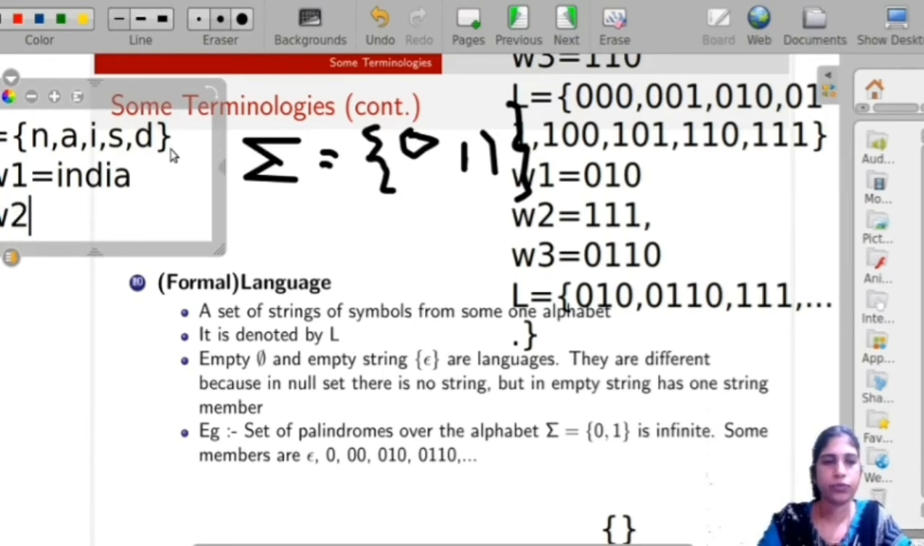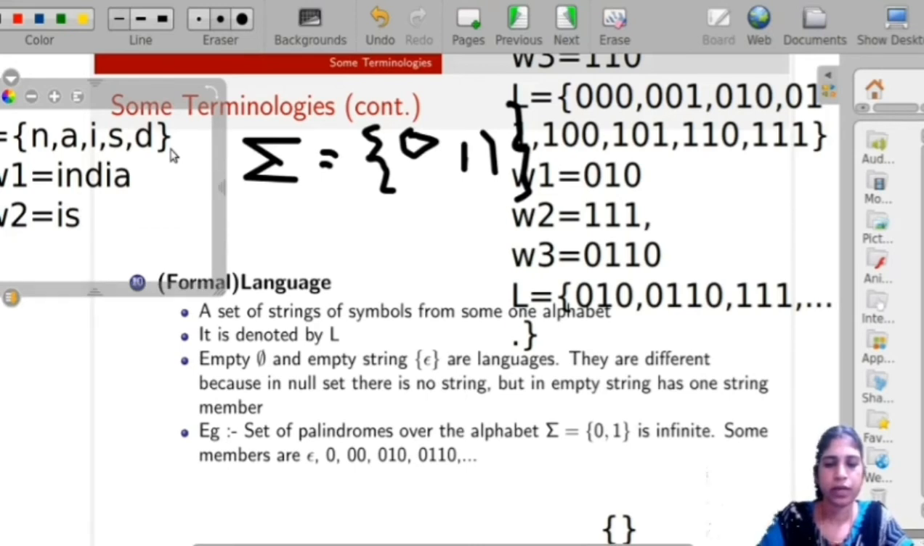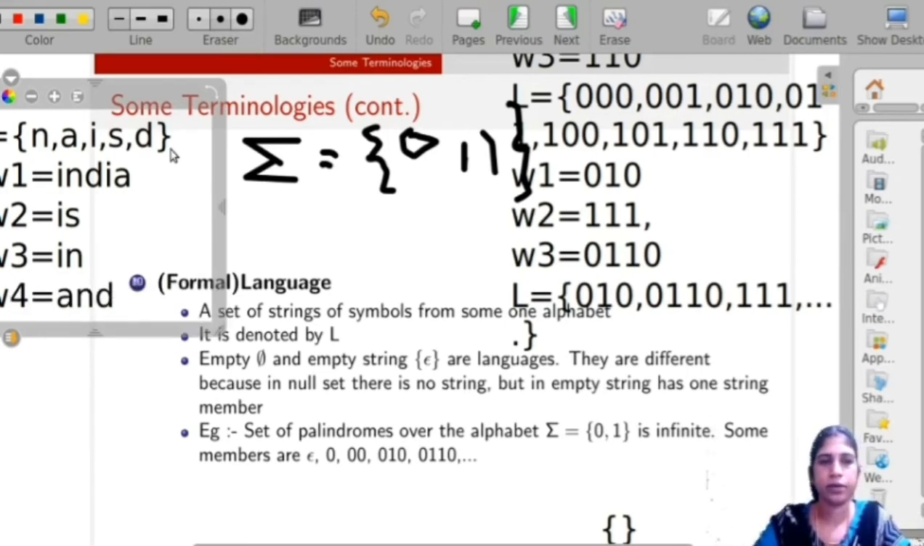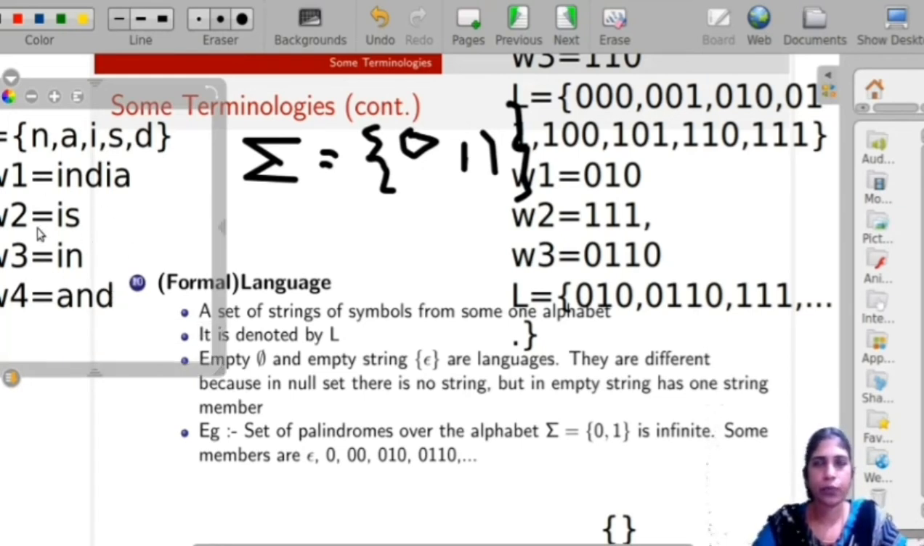India. Next word, W2, is equal to IS. Next word, W3, is equal to IN. Okay. Next word, W4, is equal to AND. Okay, these are the words in the alphabet. Then what is the language?